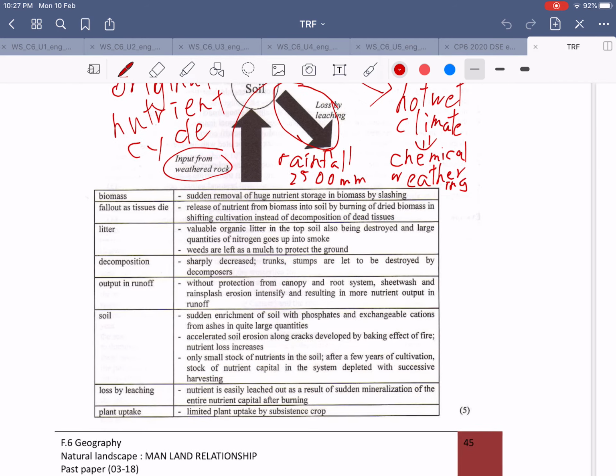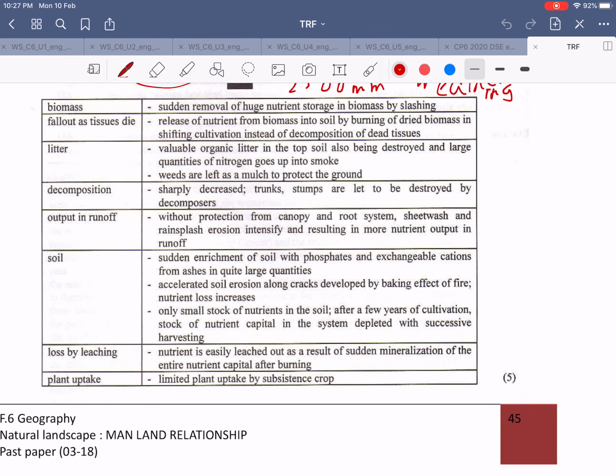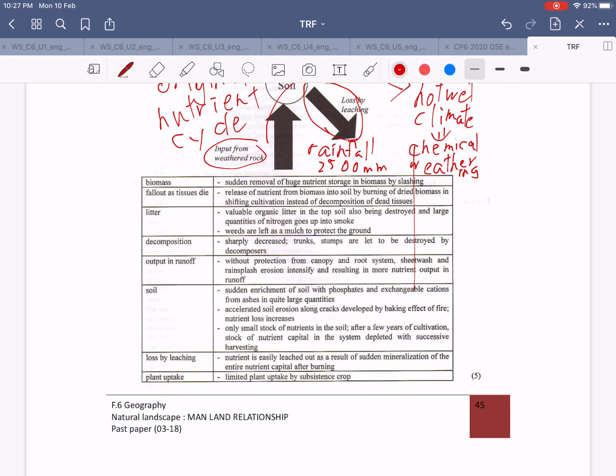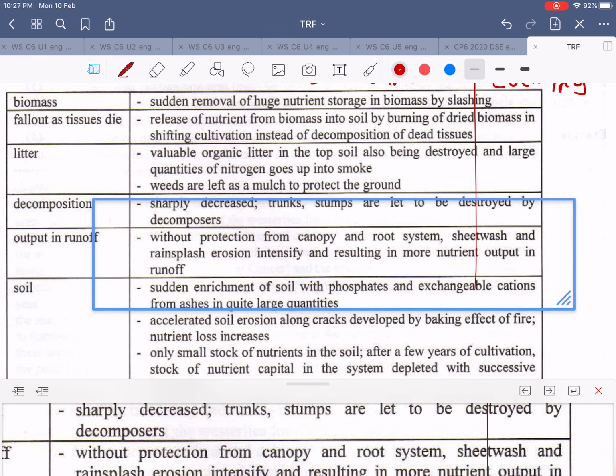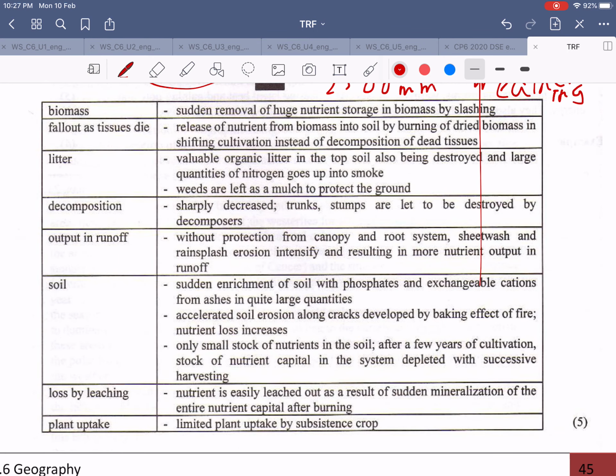Okay, let's get started for another topic, which is also talking about nutrient cycling. But for this video, I would like to go through the human impact on nutrient cycling, because some of the books haven't talked about it in a very detailed way. But this A-level question, the 205 question, gives us a very detailed discussion about how nutrient cycling is affected by deforestation or slashing or shifting cultivation. Okay, and then let's go through one by one.